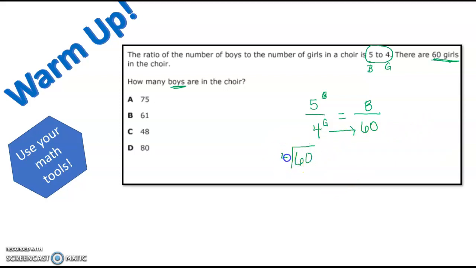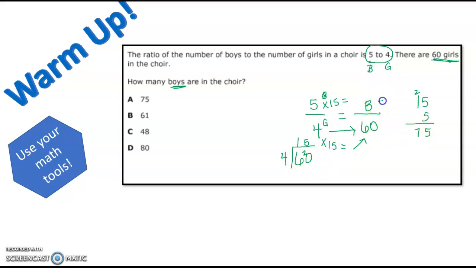divided by 4. Well, 4 goes into 6 one time with 2 left over. 4 goes into 20 5 times. So it went in 15 times. So 4 times 15 equals 60. So 5 times 15 will equal B. So what is 15 times 5? If those of you that can't do that right off the top of your head, 5 times 5 is 25. Carry that 2. 5 times 1 is 5, plus 2 more is 7.